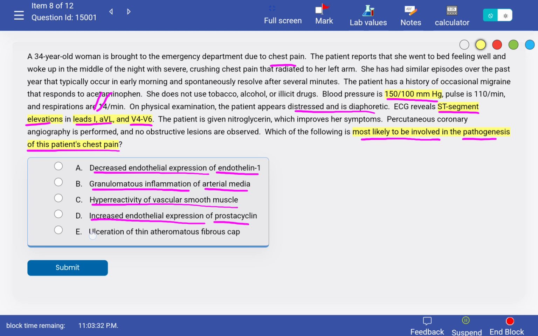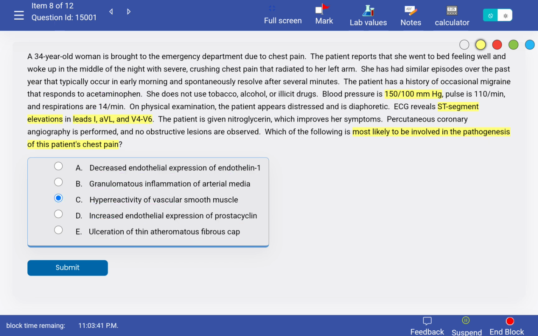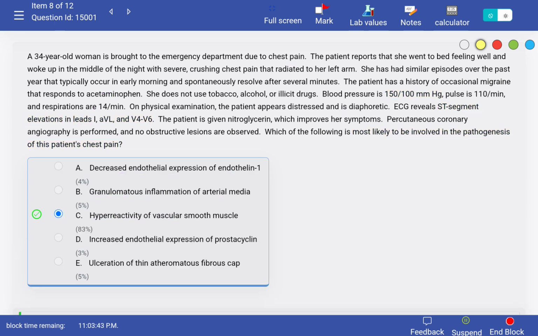Option E, ulceration of thin atheromatous fibrous cap. Pause it and give the answer. So the correct answer for this question is option C. Why option C? Let us see the explanation.